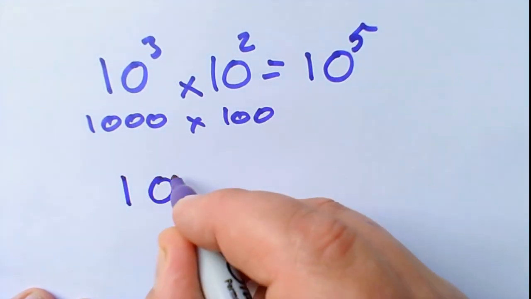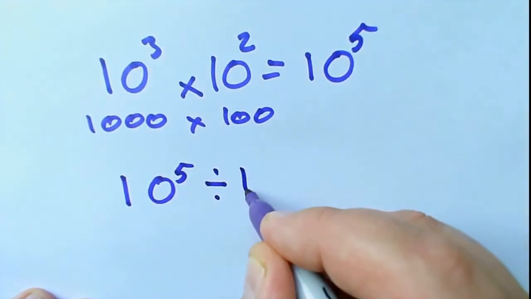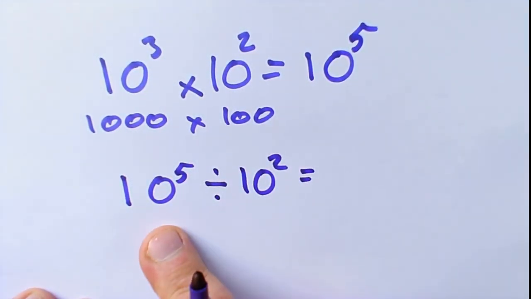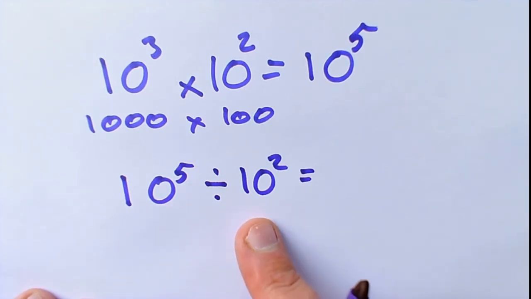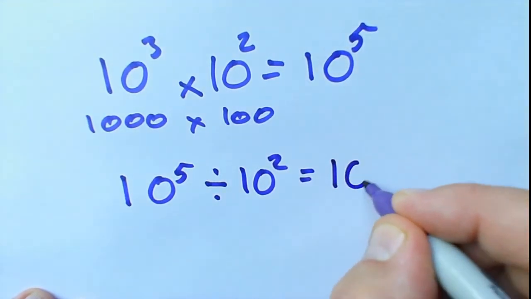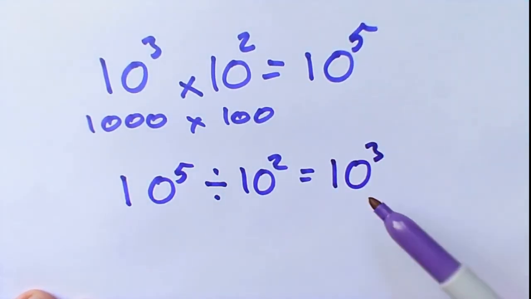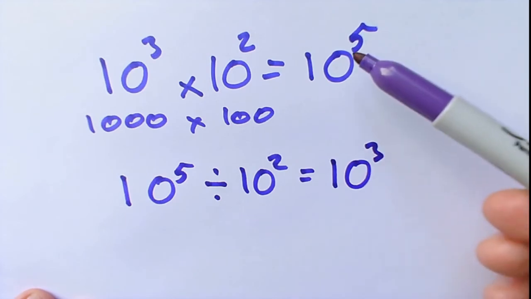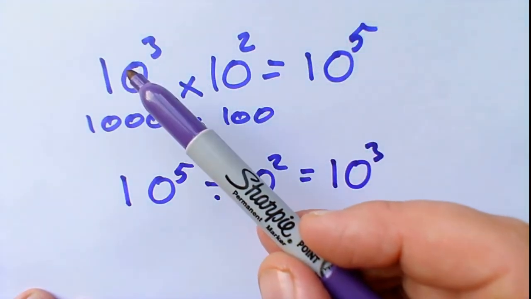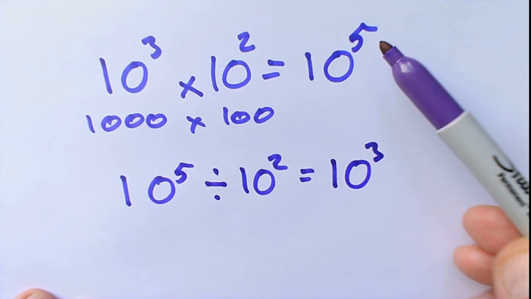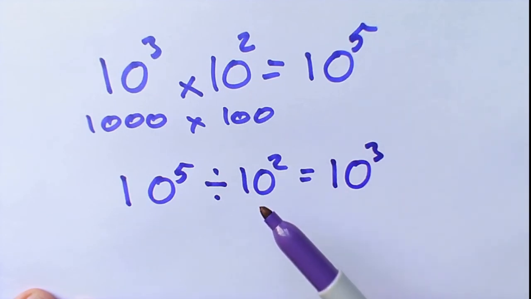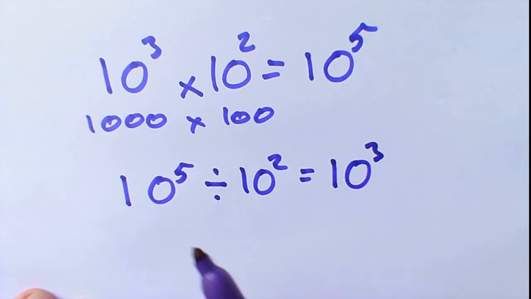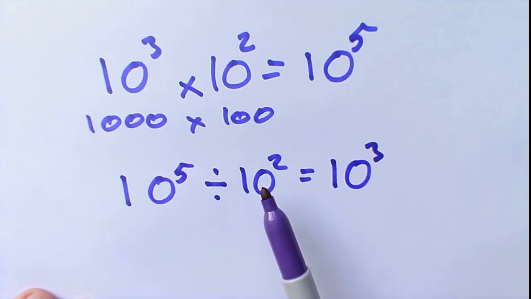But it also gives us another result. Really quickly, 10 to the 5 divided by 10 squared. Let's just have a think about that. 10 to the 5, that's 100,000, divided by 100 is going to be 1,000, in other words, 10 cubed. That's not such a big surprise because it's just a rearrangement of this one. 1,000 times 100 is 100,000, and 100,000 divided by 100 is going to be 1,000. But it gives us our second rule: when you're dividing powers, you subtract the index.